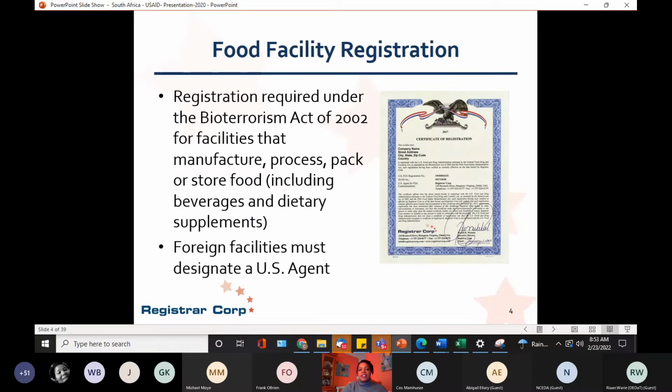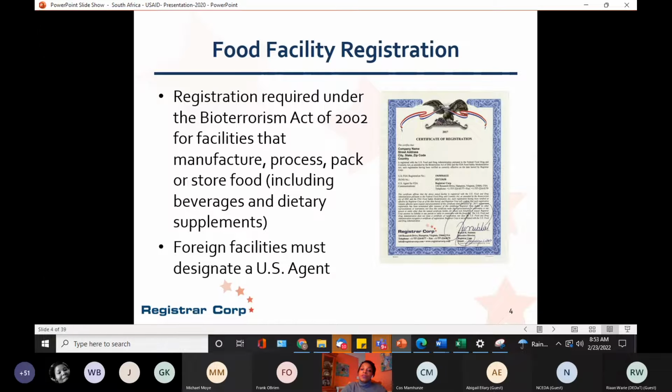Everyone knows that in order to do business with the United States, you must register with the FDA. You must register your facility. If you manufacture, process, package, or store food for animal or human consumption, you must register with the FDA. Often misconstrued, people register their offices. If you don't manufacture, process, pack, or store food, do not register your facility or your office.